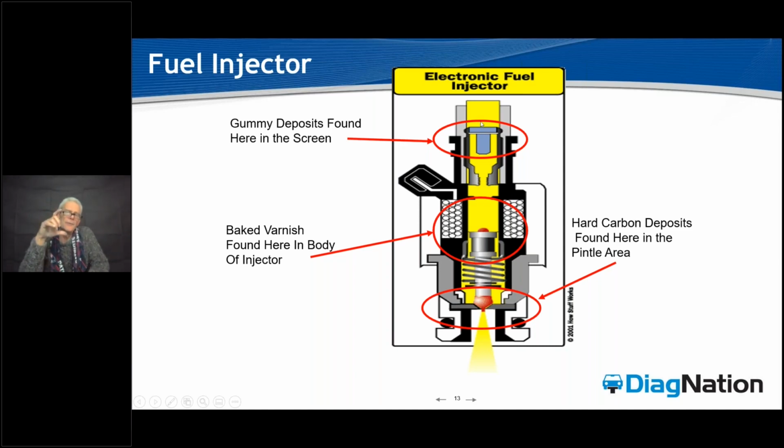Now think about this. We're entering the top of the injector, even in a GDI, in a much cooler spot of the engine than we are at the tip of the injector. So this is where we're going to see the actual deposit begin to change physical states.